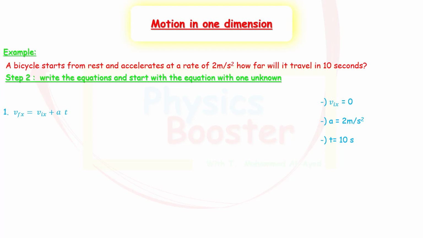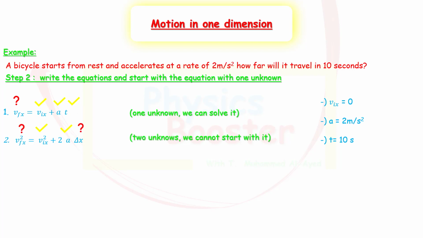Now, what do I have from these? Do I have v final x? No. Do I have v initial x? Yes. Do I have a? Yes. Do I have t? Yes. So I can use this equation, okay? Let's go to the second equation. v final x squared is equal to v initial x squared plus 2 a delta x. So in this equation, there will be two unknowns, which are v final x and delta x. So can I solve it? No, it's not solvable. So two unknowns, we cannot start with this equation.